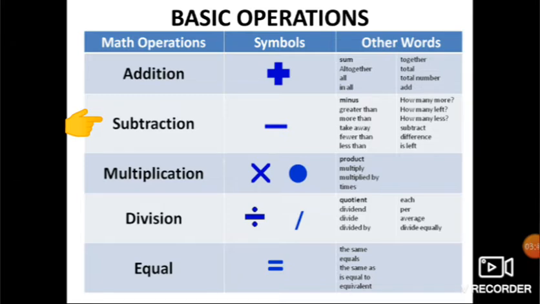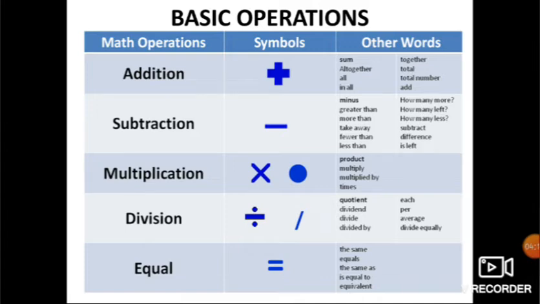Then what else? Subtract, difference, is left. All these terms denote subtraction. And next, we have multiplication. Multiplication is denoted by a cross sign, like an X, as well as a small dot. The other names for multiplication are product, multiply, multiplied by, times, and all.